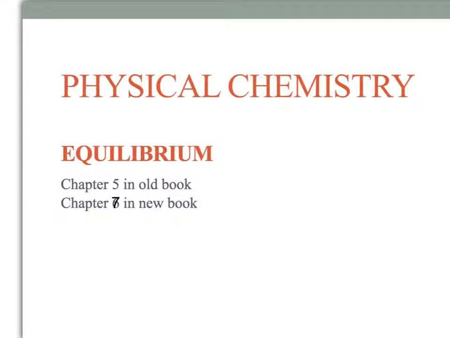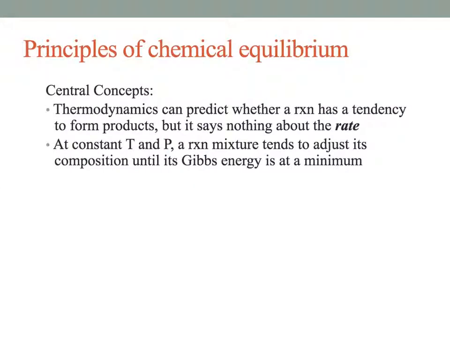Okay, so this is the chapter on equilibrium. This is chapter 7 in your book. So basically, we've seen principles of chemical equilibrium a few times in chemistry.